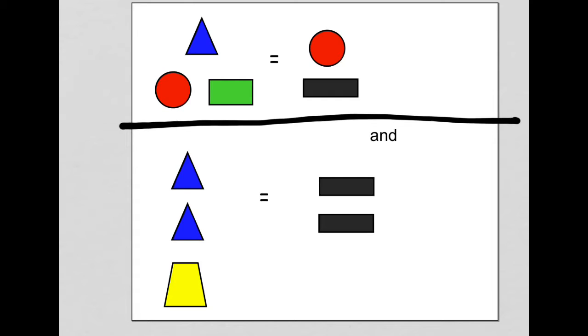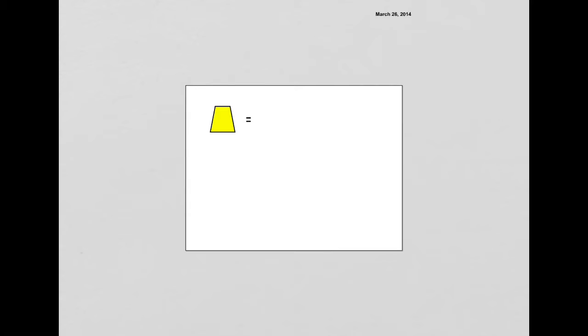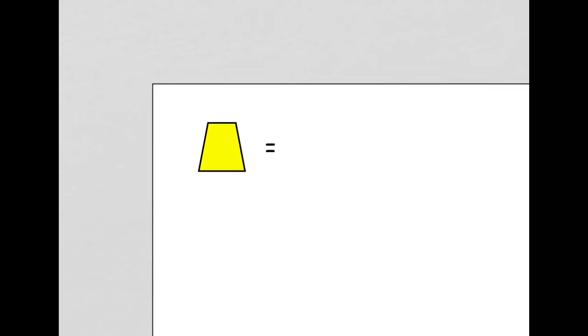So if you have a blue triangle, a red circle, a green rectangle, and they equal a red circle and a black rectangle. Then you're also given another equality statement. You have two blue triangles and a yellow trapezoid equals two black rectangles. And then what you want to figure out based on that information, what does one yellow trapezoid equal?